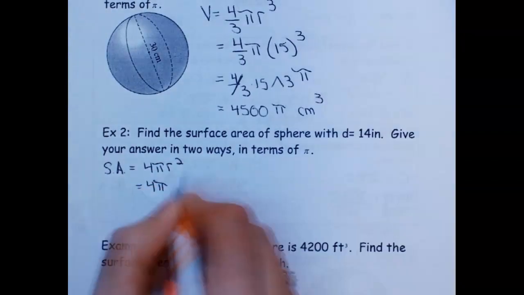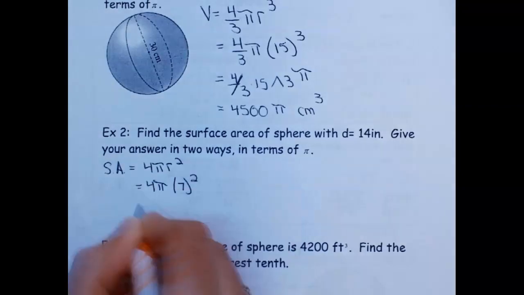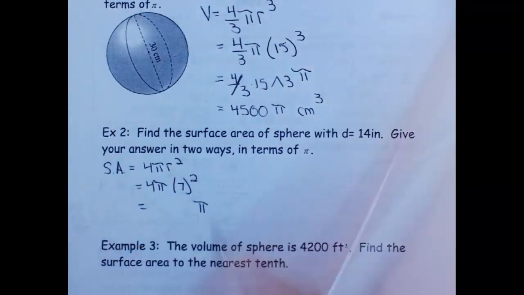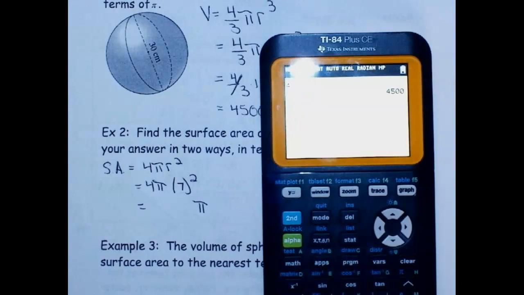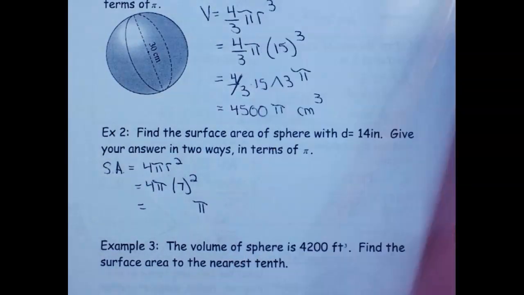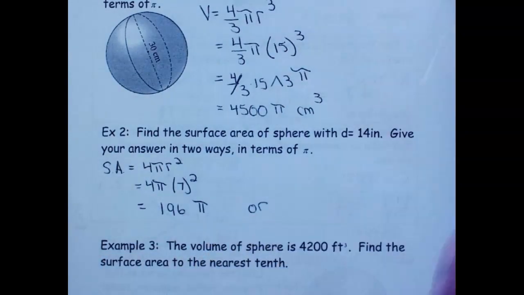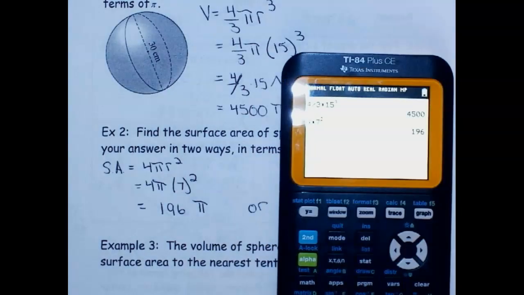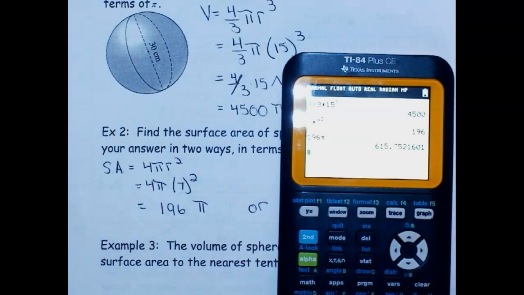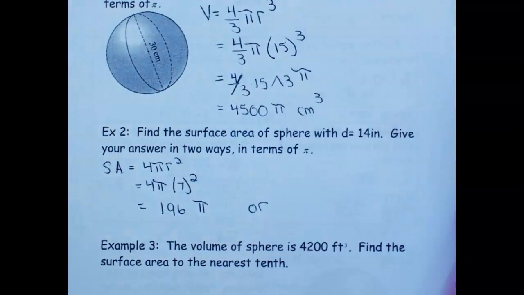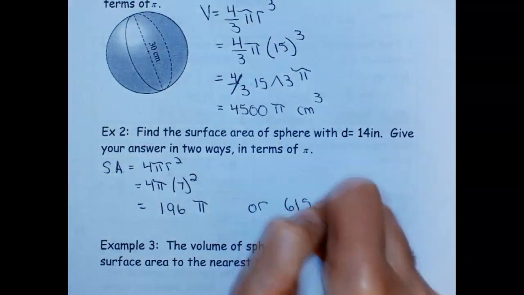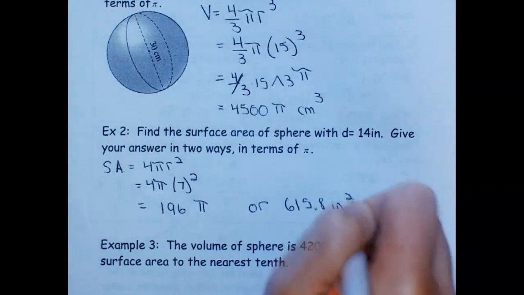Again, in this case, our radius would be 7. So let's cast off that pi and type in the remaining part. We've got 4 times 7 to the second. We get 196 pi. Or if they wanted it as a decimal, we would type in 196 times pi, and we end up with 615.8. And that is inches squared.